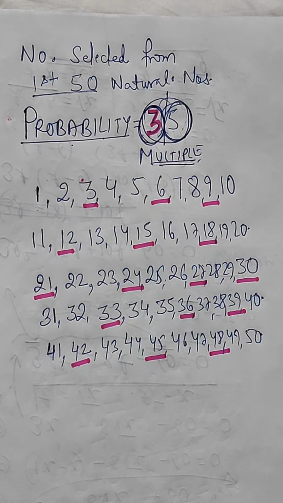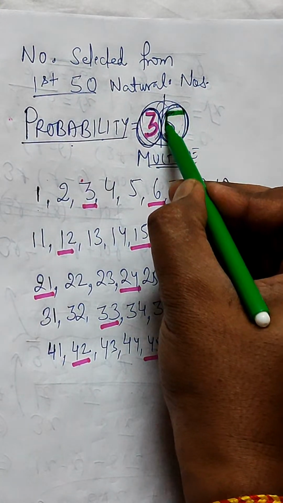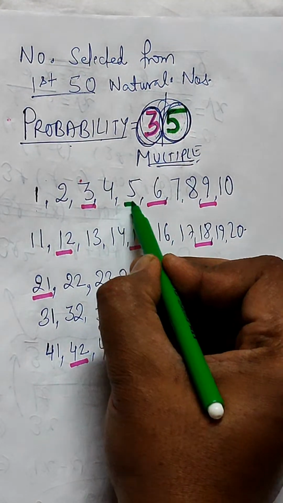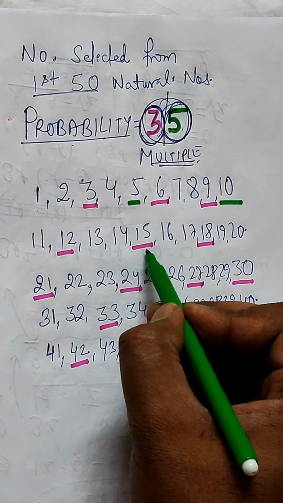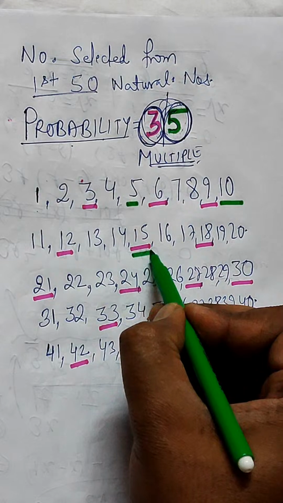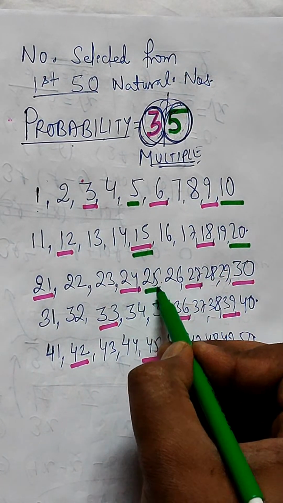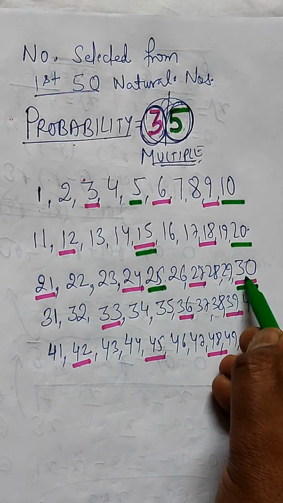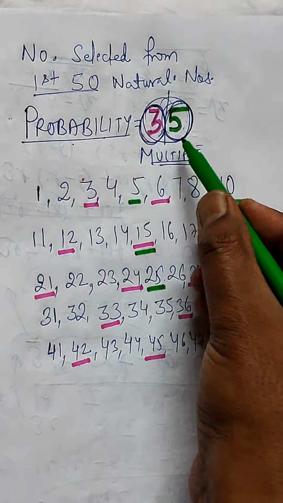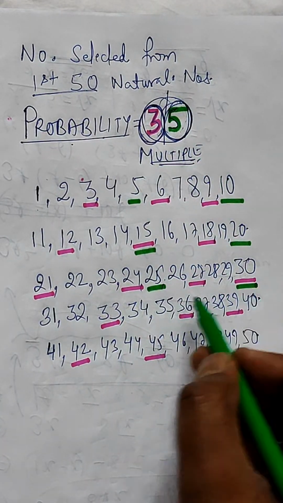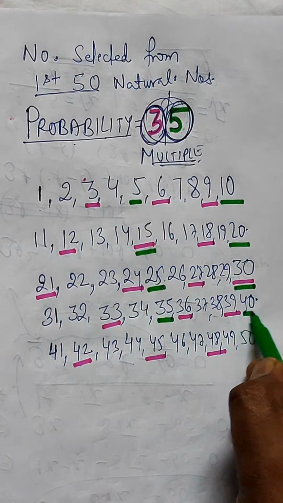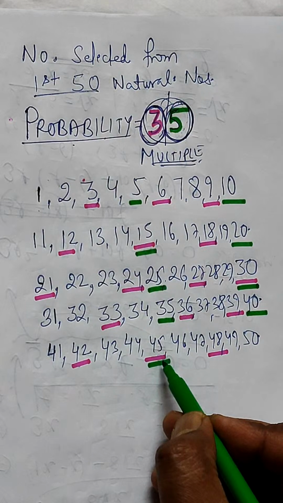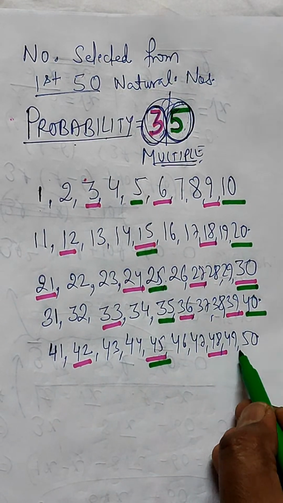Now what will we find? Now we will find the multiples of 5. So what are the multiples of 5? 5, 10. 15, 20, then 25, then again 30 is common. You can see this is a multiple of 3 also and 5 also. So that's why I've written it in a different color. 30, then 35, then 40, then 45. You can see 45 is a multiple of 3 also and 5 also, and 50.